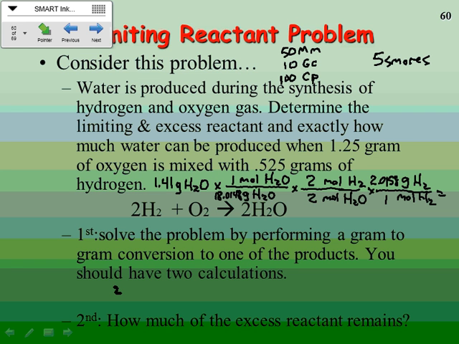Okay, so when we work this out, the 1.41 divided by 18.0148, you can do times 2 divided by 2, but you don't have to do that because it's going to cancel out, times the 2.0158. That's going to give you 0.158 when we round, right? Grams of H2. Now, what is that number that I just figured out?